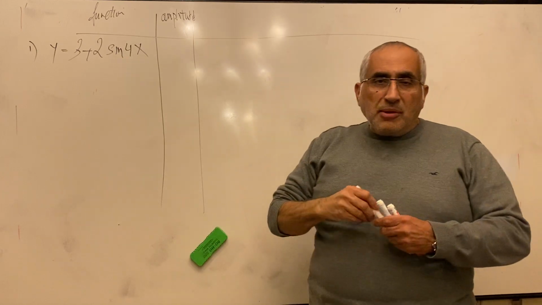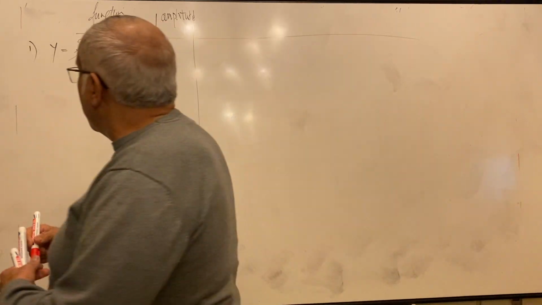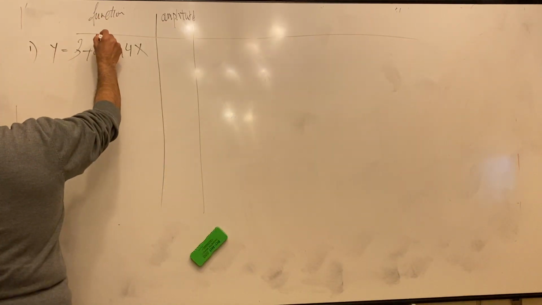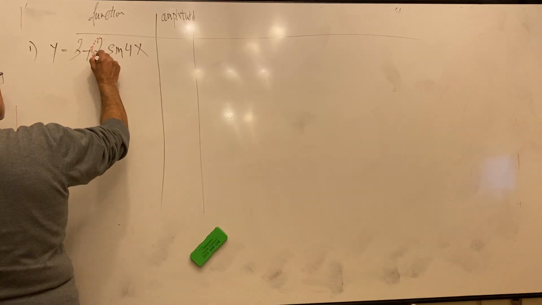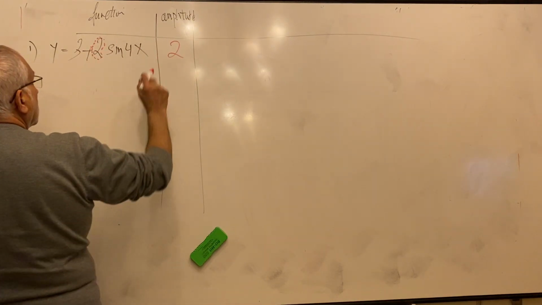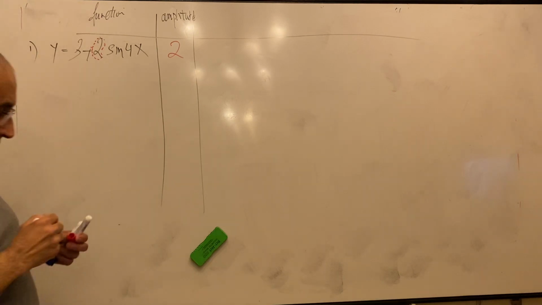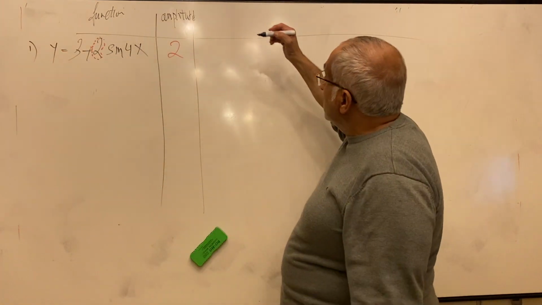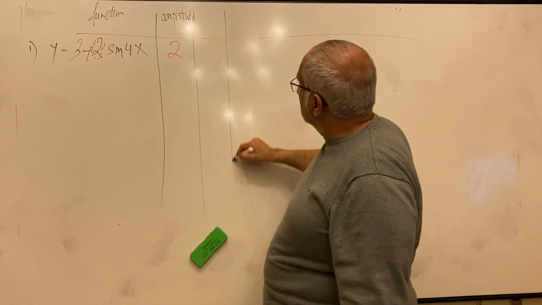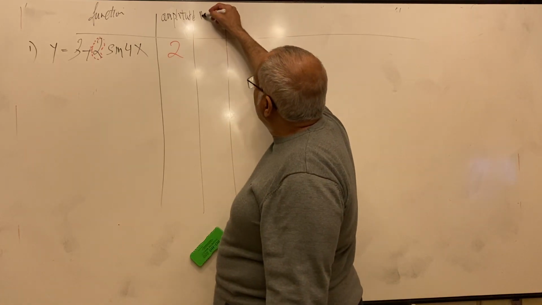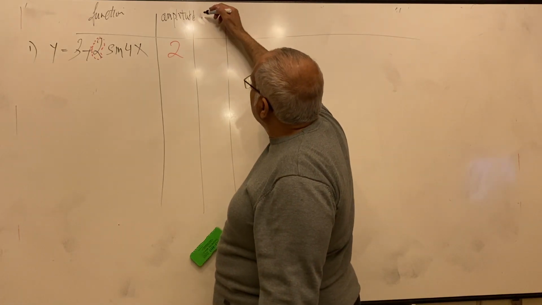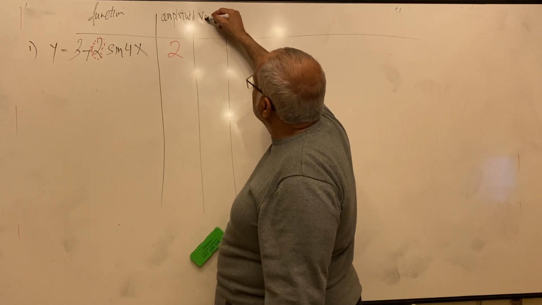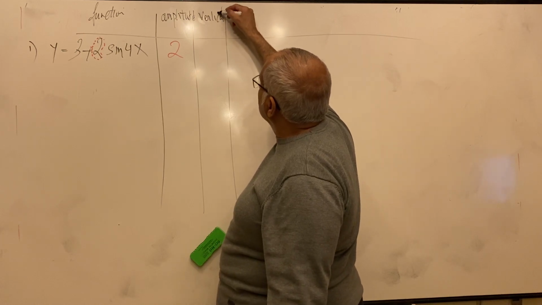Amplitude is the number that is multiplied by the sine or by the cosine or by the tangent. So this is called the amplitude. It can never be negative, remember that. Second thing, how can I find something called the maximum value? No, not yet. Something called the vertical shift.